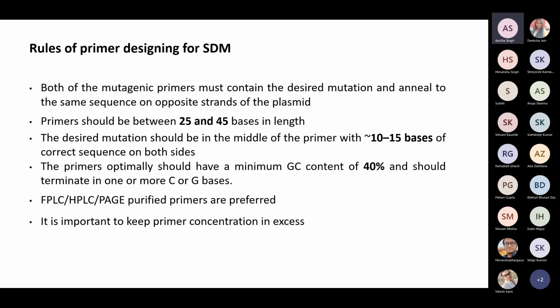The primers should optimally have a GC content of 40% because GC bonds make the binding a little more stable, right? So the minimum GC content should be 40%, although in some cases you might not be able to get 40%, which I'll give you an example of in the next slide. Now, it's very important that your primer should be purified, right? The standard synthesis scale is desalted primer synthesis.